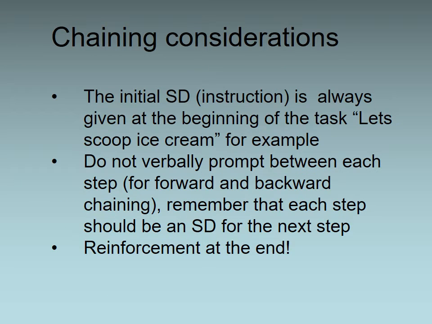Some chaining considerations. The initial SD or instruction is always given at the beginning of the task. Let's scoop ice cream, for example. Do not verbally prompt between each step. And that's for forward and backward chaining. Remember that each step should be an SD for the next step, and reinforcement is given at the end. One of the nice things I like about chaining is that a lot of these chains have natural reinforcement built in at the end. For example, when the person finishes scooping their ice cream, now they can eat ice cream. Or if a person does a chain for putting their shoes on, they now get to go outside.